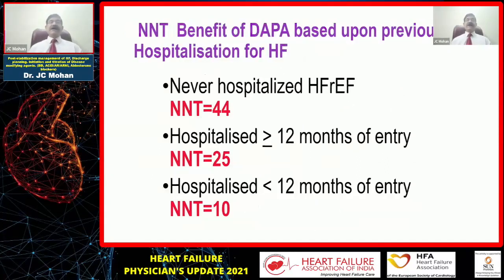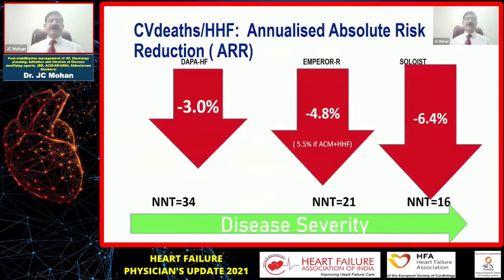Why is it that you have to give dapagliflozin or another SGLT inhibitor as quickly as possible after stabilization? You should see the last line. It says patients who have been hospitalized in the last 12 months get the maximum benefit of SGLT inhibitors. The number needed to treat is just 10 compared to a number needed to treat of 44 in those who have never been hospitalized. So a hospitalized patient is a high risk phenotype, likely to get 4 times greater benefit with dapagliflozin compared to those who have never been hospitalized.